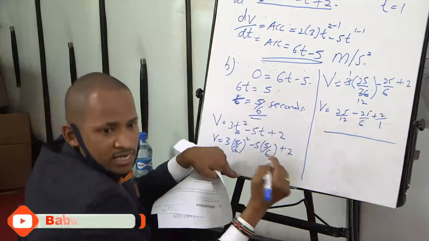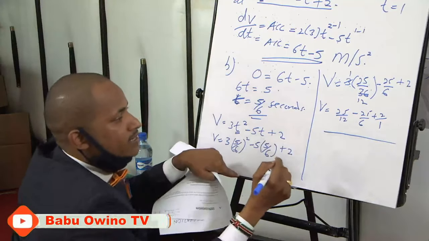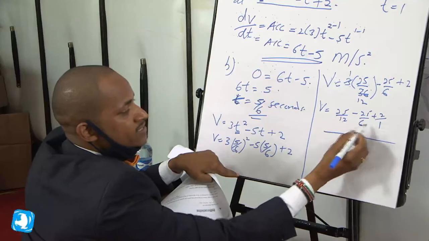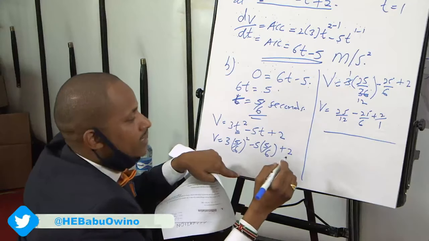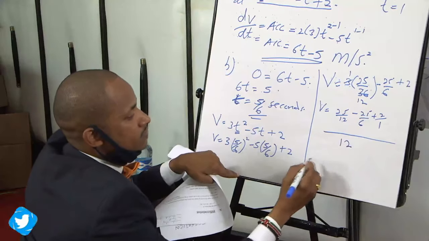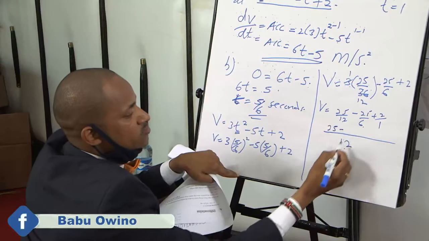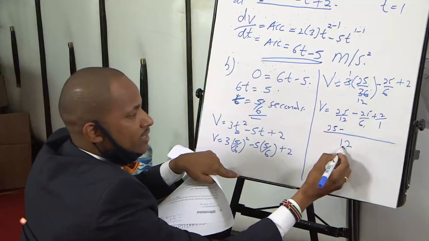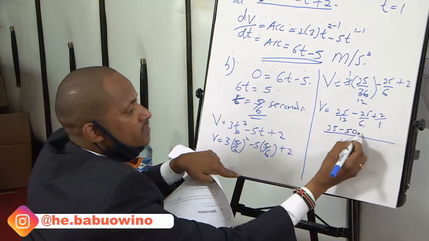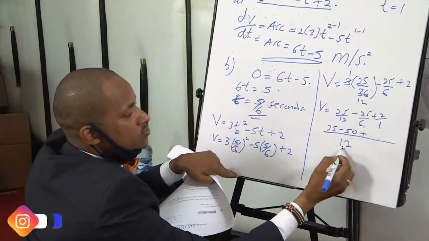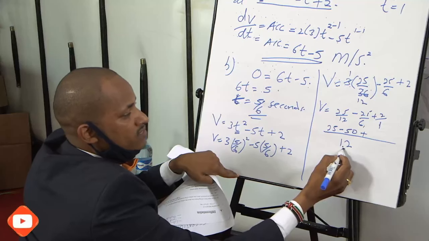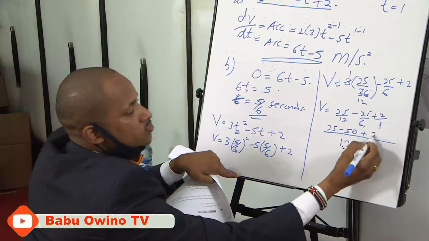You can either use a calculator to solve this or get the LCM of 12, 6, and 1. Least common multiple, which is 12. 12 goes into 12 once, times 25 is 25, minus 12 into 6 is twice, times 25 is 50, plus 1 goes into 12 times 2 is 24.